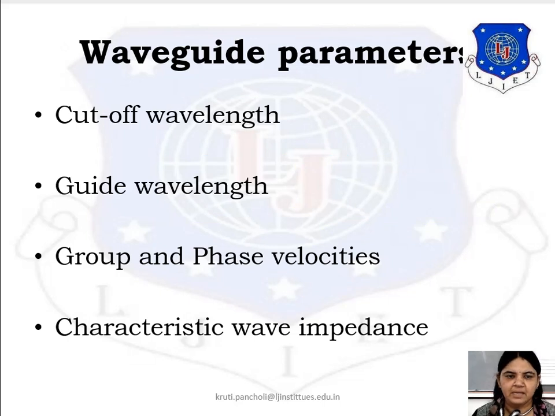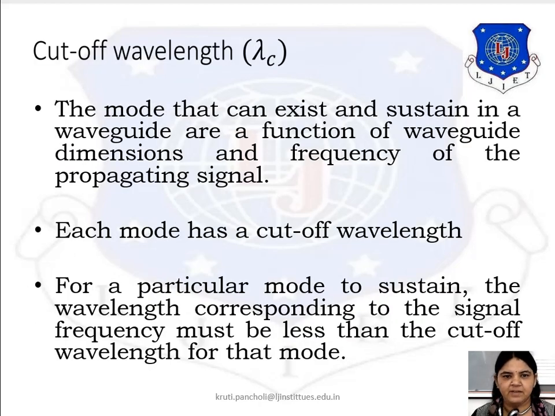Now, waveguide parameters. Mainly these are the waveguide parameters: cutoff wavelength, guide wavelength, group and phase velocity, characteristic wave impedance. Cutoff wavelength: the modes that can exist and sustain in a waveguide are a function of the waveguide dimension and frequency of the propagating signal. Each mode has a cutoff wavelength.